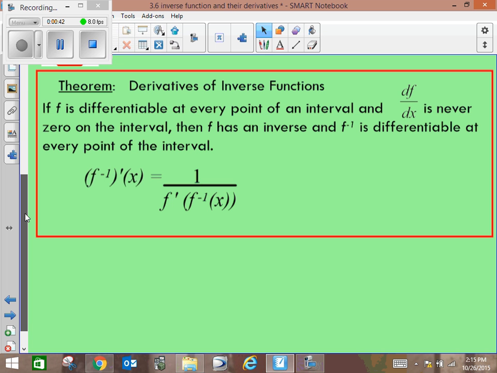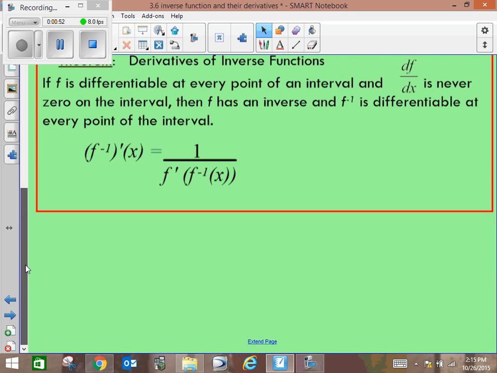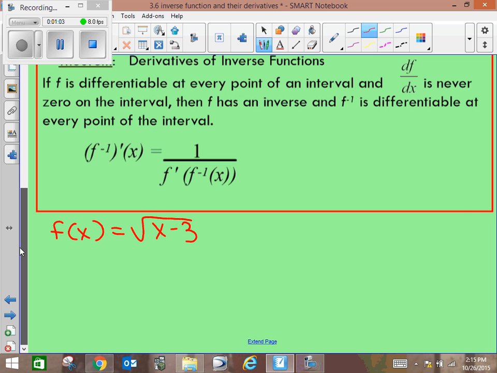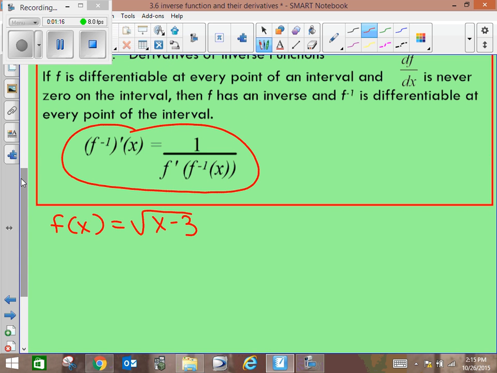So, the derivative of f inverse at 2. Let's use this formula with the function that we used up here, which was radical x plus 3. This did not come out of thin air. I'll show you where it came from in a minute, but let's just work with it. We're going to find the derivative of f inverse at 2, and it should be 4.